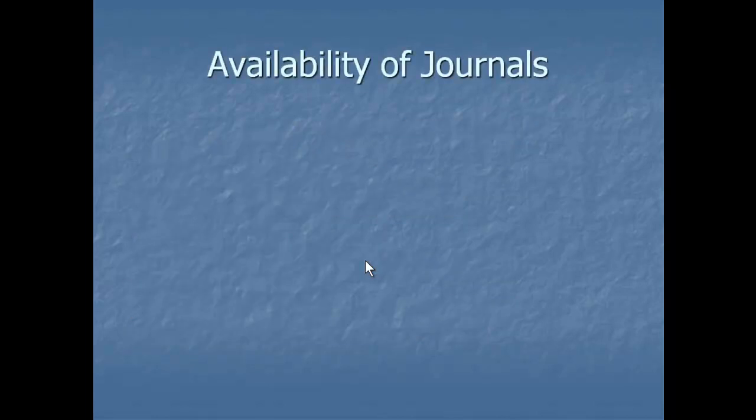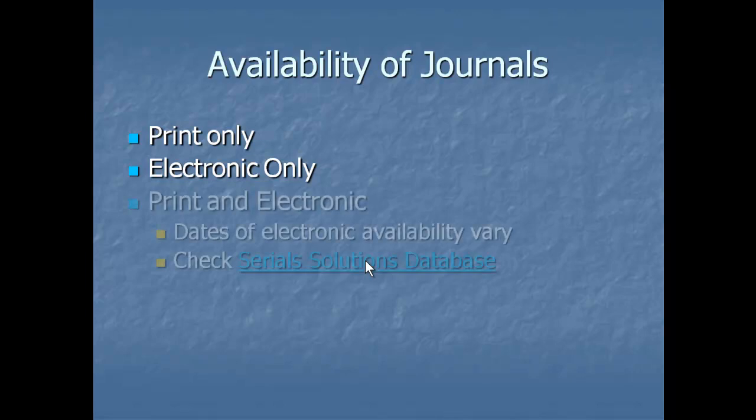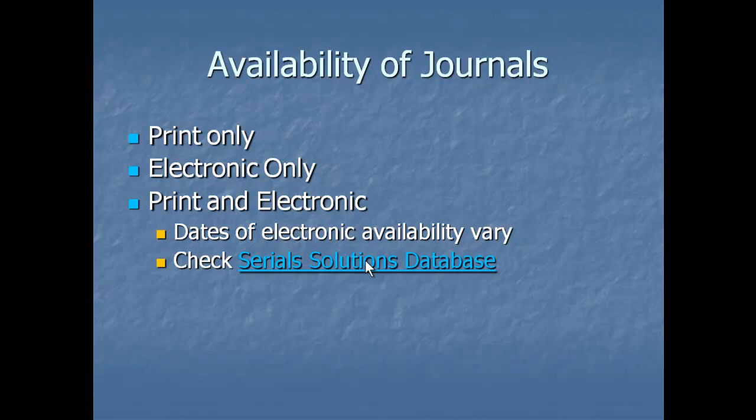The availability of journals. Okay, some journals are print only, but we're rapidly moving away from that. There are so few print journals available today that we're in an era now where almost all the journals we get are electronic. But very often there's a split: perhaps before a certain date, a journal is available print only, and after a certain date, it's available electronically only. So the more recent the information you need is, the more likely it's available electronically.